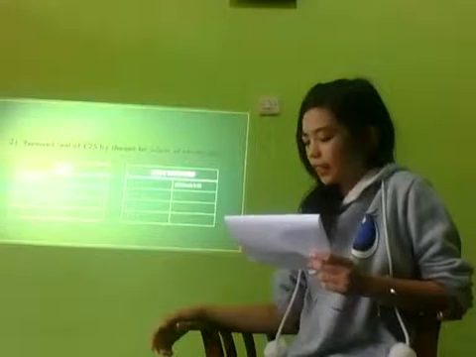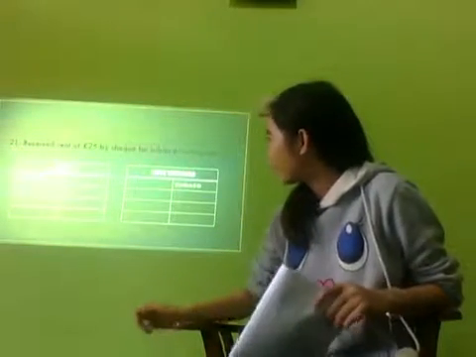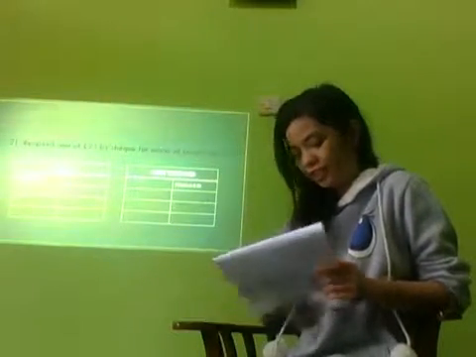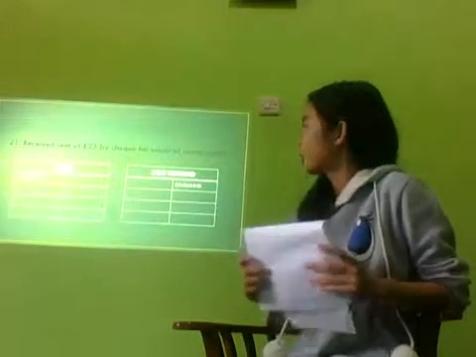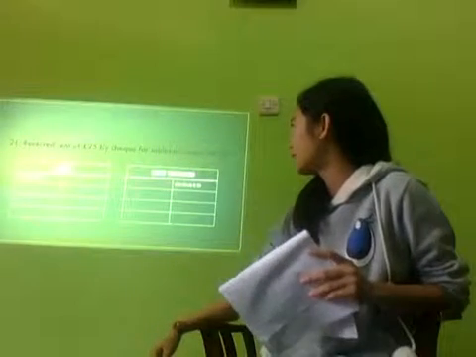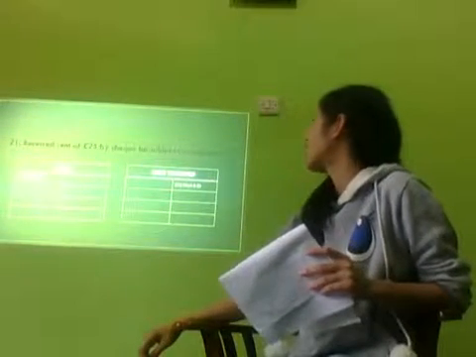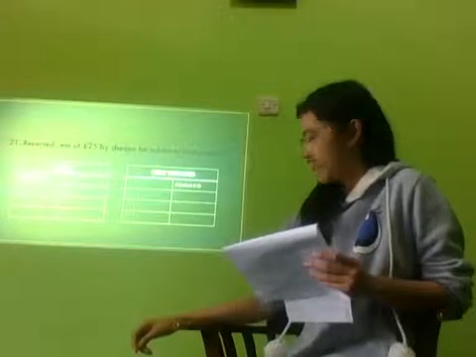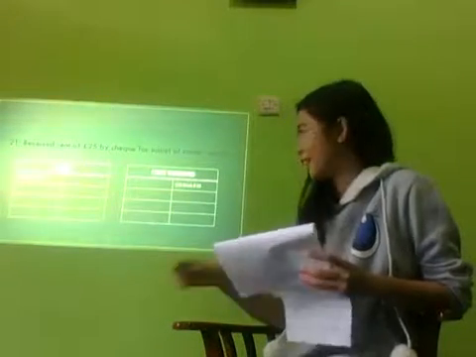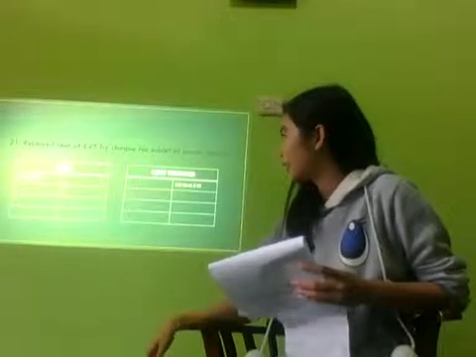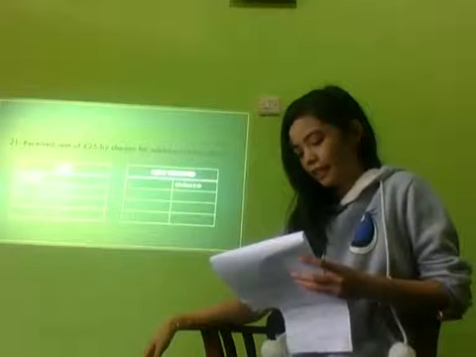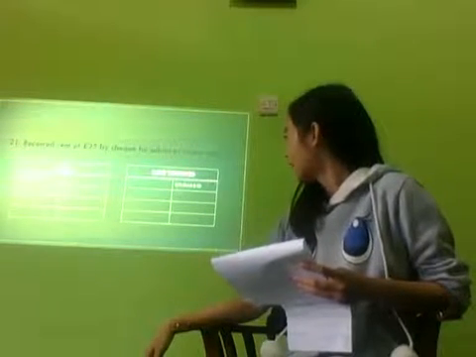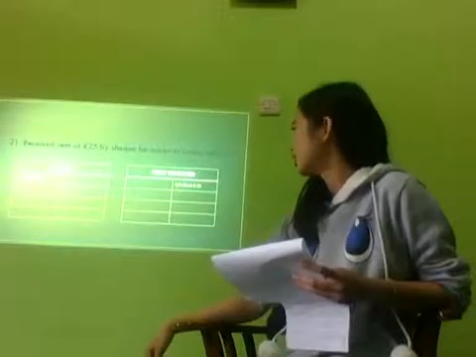Number 21. Received rent of $25 by check for subletting a corner space. Bank is increased $25 and rent received increased $25.